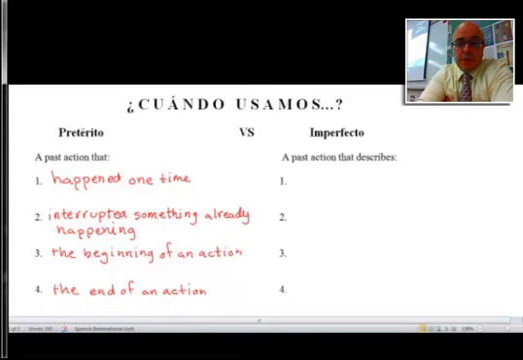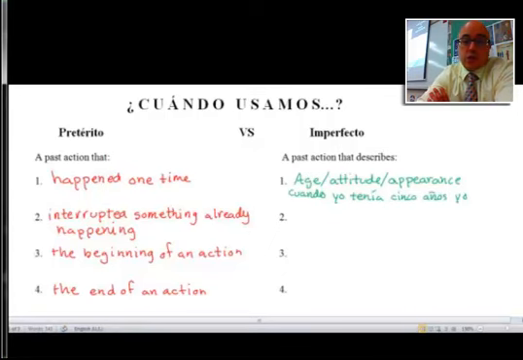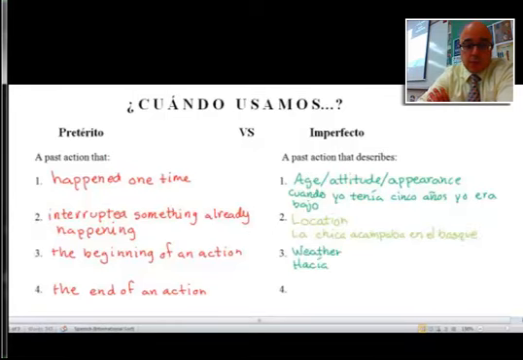Okay, so for the imperfecto, I have an acronym that I'm going to show you in a little bit. It's a past action that describes age, attitude, and appearance. An example of this would be, Cuando yo tenía 5 años, yo era bajo. The second one is location. An example, La chica acampaba en el bosque. The third one is weather. Hacía mucho sol durante el verano.